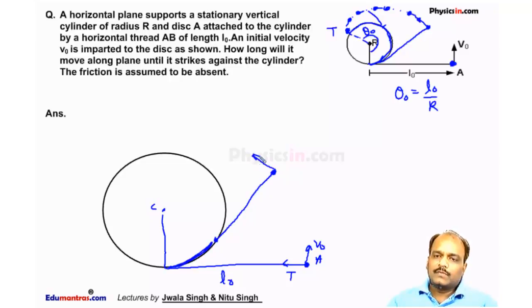This speed is v0. The speed of the particle will remain the same because tension is always acting perpendicular to velocity. So this tension is only providing centripetal acceleration, so it is not changing the magnitude of velocity. So the speed of the particle will remain constant.